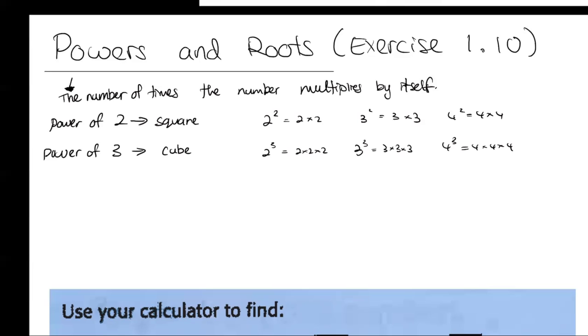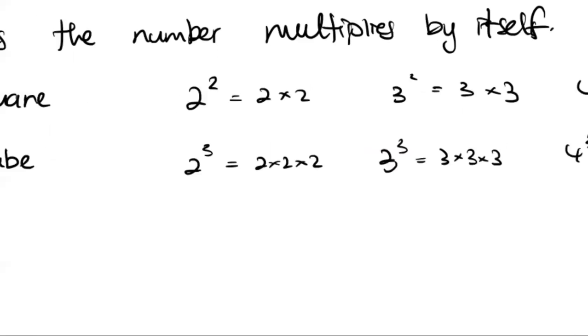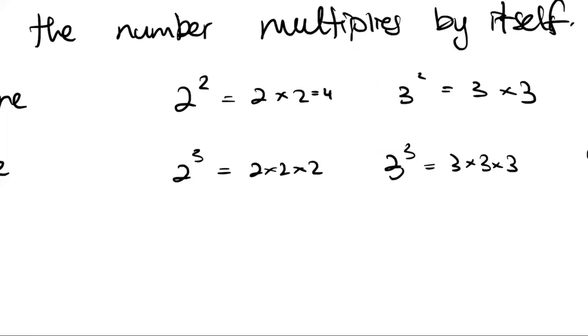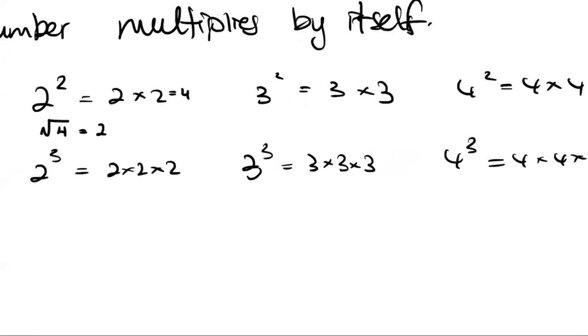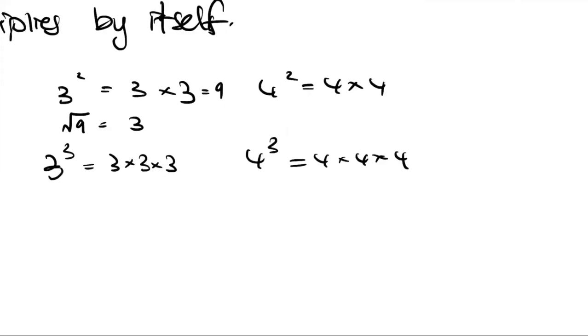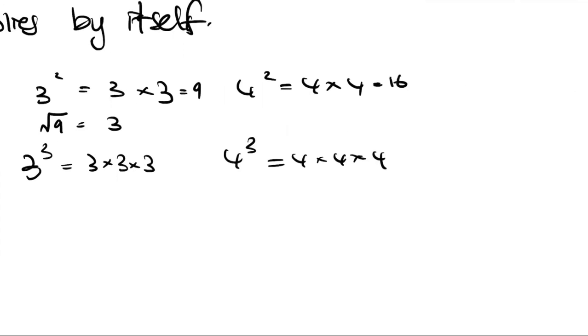And then the root is the opposite or the inverse method. It means that we look back from the answer that we get. So for example, 2 times 2 is equal to 4. If I put square root of 4, it means what number multiplied by itself twice gets the number 4, which is 2. And then same thing here, 3 times 3 is equal to 9. So we do the inverse, square root of 9 is equal to 3. Same thing here, 4 times 4 is equal to 16. Square root of 16 is equal to 4.